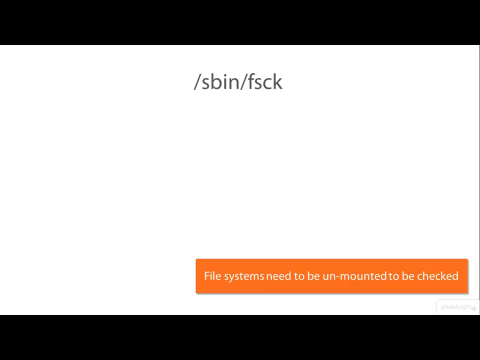The first thing we're going to take a look at is just the fsck utility. So of course, as the name suggests, we can run file system checks with this. So file systems need to be unmounted to be checked. During the boot phase of a machine, the file system check can take place as we run from our initialization RAM disk before we mount our file systems.